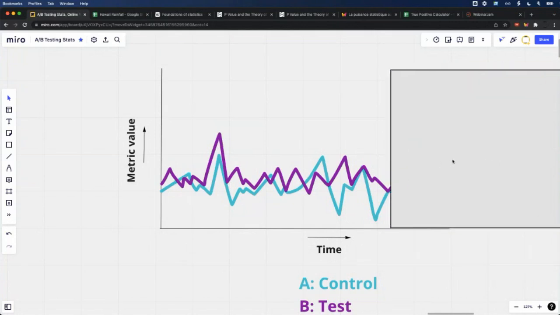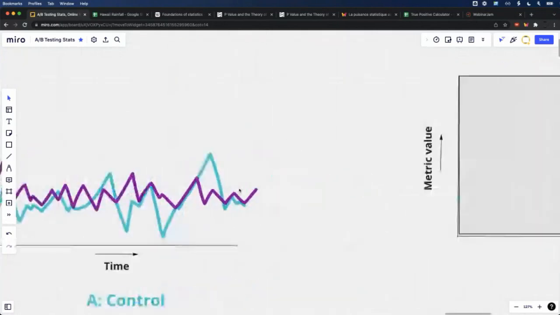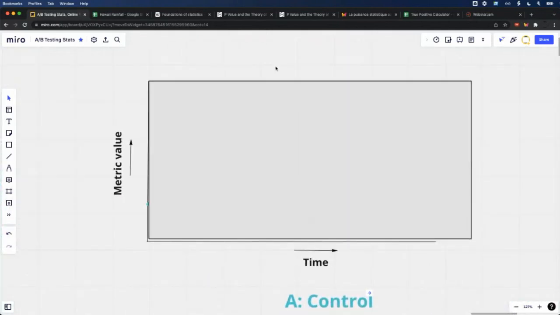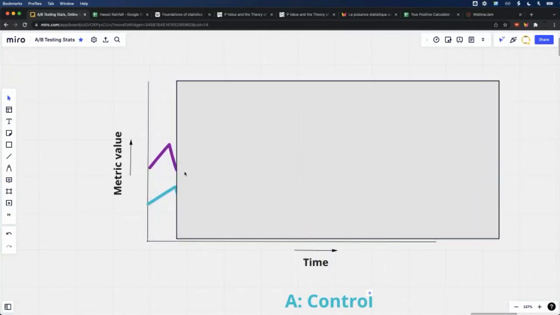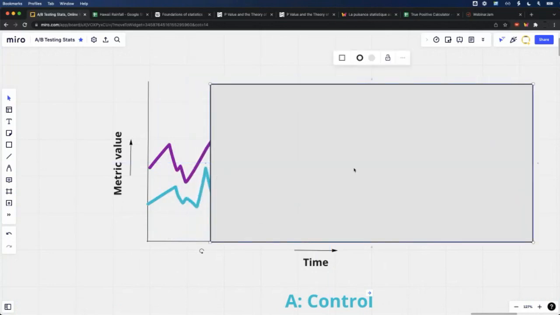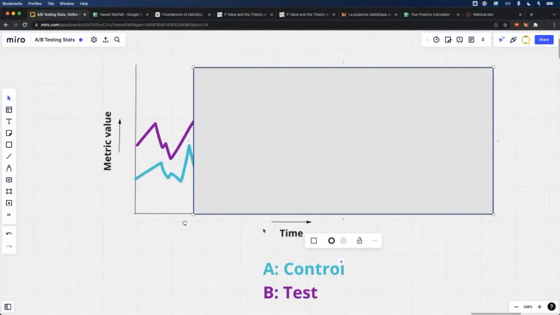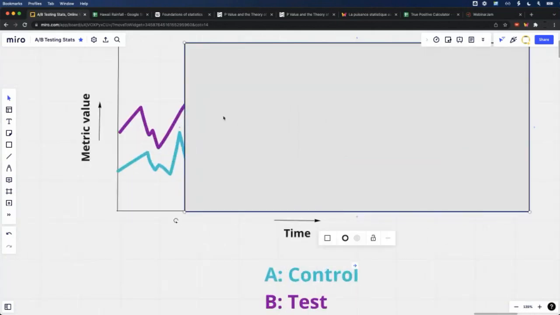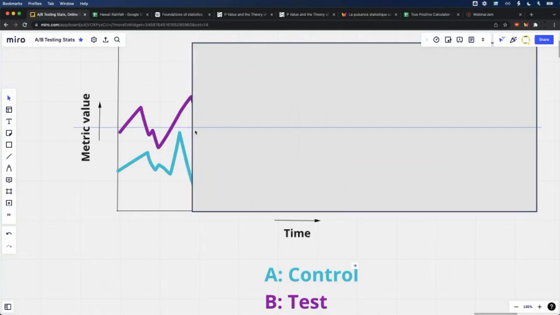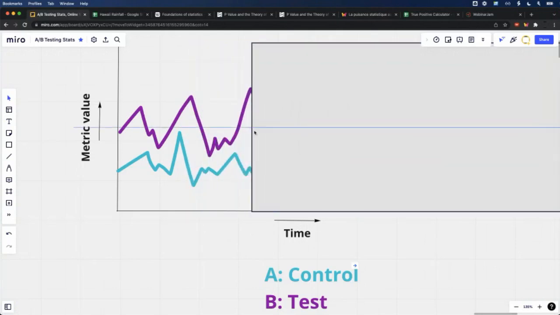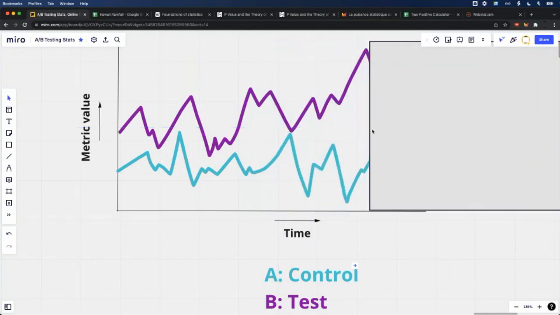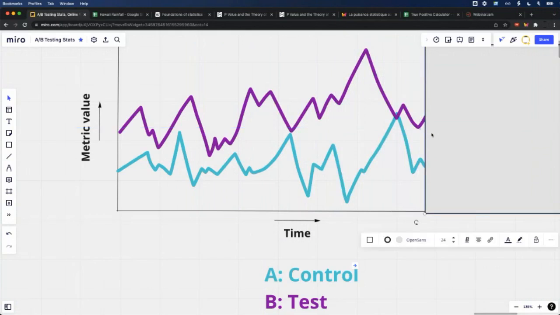All right, so I'm going to move to the last one over here, and now you can tell me which one is the winner. Are you able to tell which one is the winner? I can tell it's the purple one clearly. As time goes on, I can still tell it's purple. It's still purple. It's the test bucket. That's a clear winner.